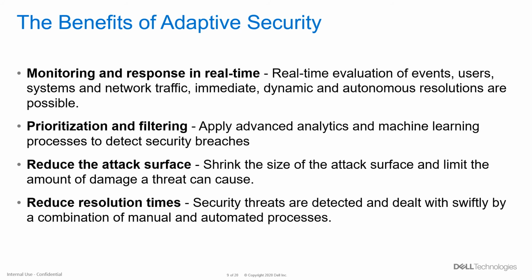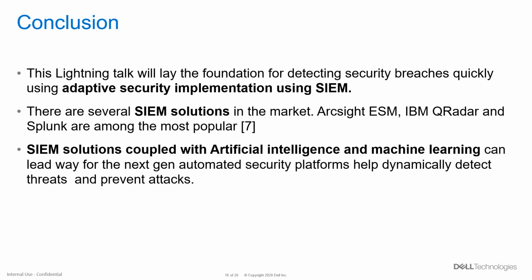Prioritization. Apply advanced analytics and machine learning to detect security breaches. Reduce the attack surface. Shrink the size of the attack surface and limit the amount of damage that a threat can cause. Reduce resolution times. Security threats are detected and dealt with swiftly by a combination of manual and automated processes.